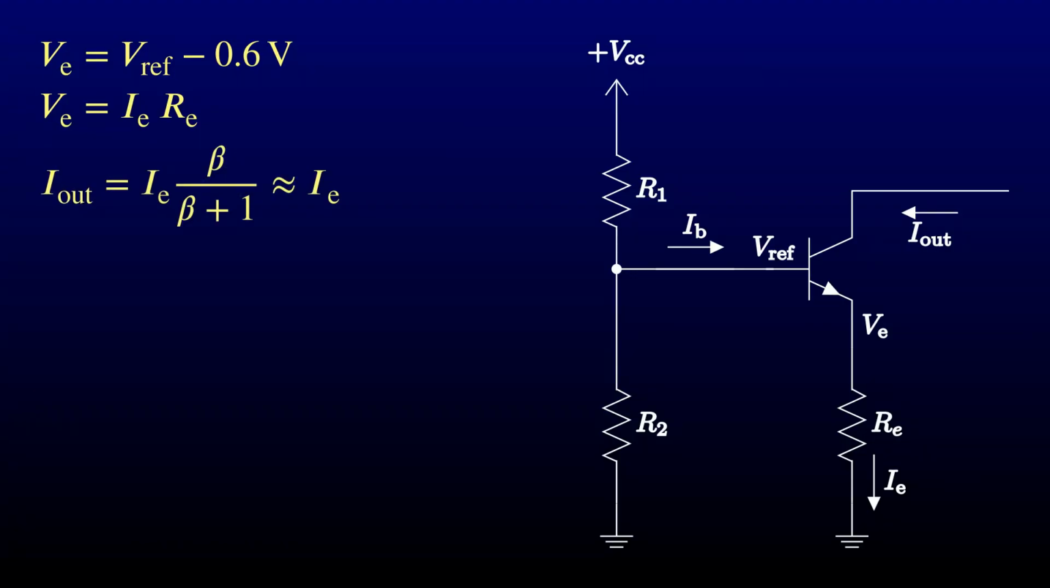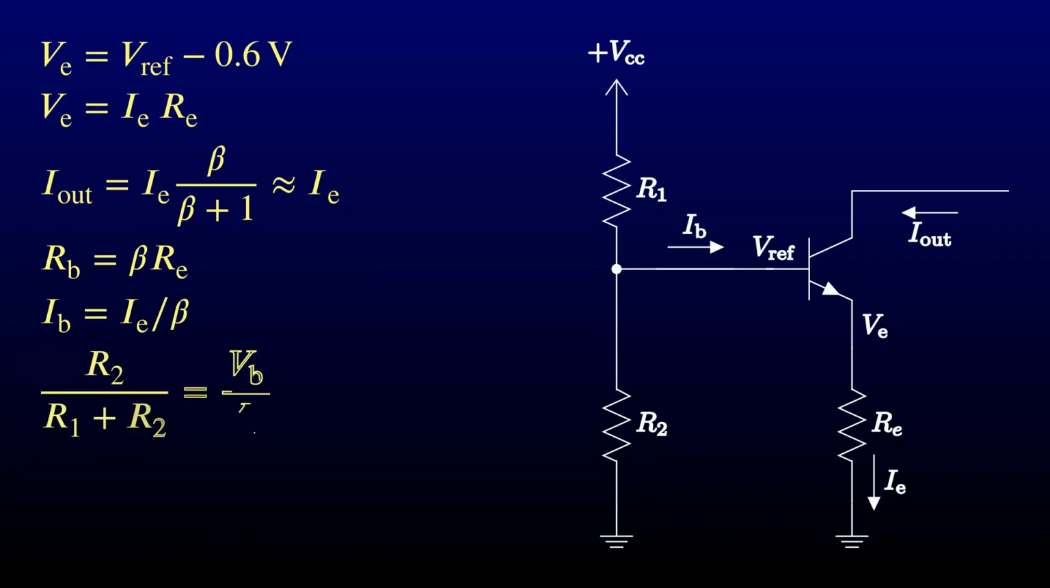Now that we know about beta, we can do more. We know what the impedance looking into the base of the transistor will be. It's just beta times the emitter resistor. Or equivalently, the current into the base is the current out of the emitter divided by beta. Just like last time, we know what base voltage we need, and what the limit on the resistance has to be, so we can calculate the values of our resistors.